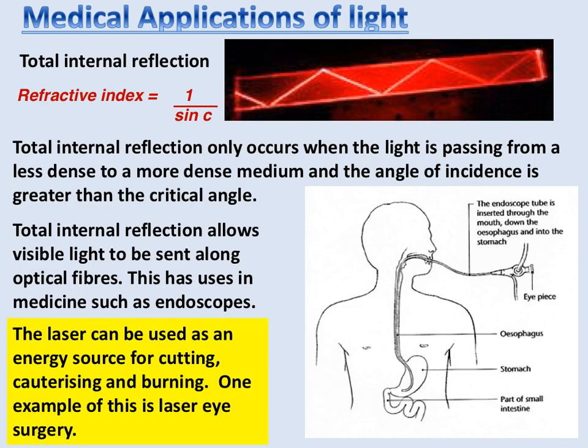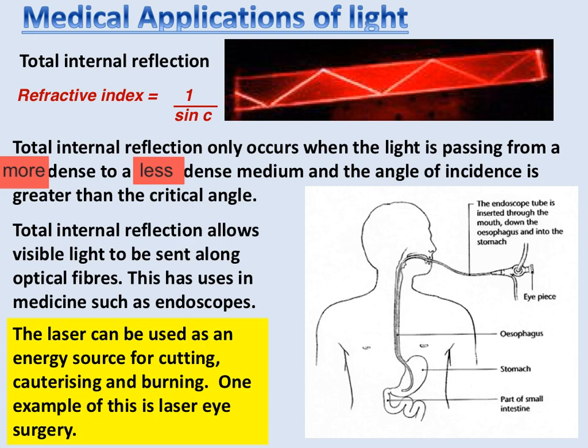We will now move on to look at medical applications of light. So the first thing we need to understand is total internal reflection. Total internal reflection occurs when light is passing from a more dense medium to a less dense medium, and the angle of incidence is greater than what we call the critical angle. With total internal reflection, instead of the light refracting out and coming out of the material, it's actually reflected and kept within the material, as shown in this diagram here.